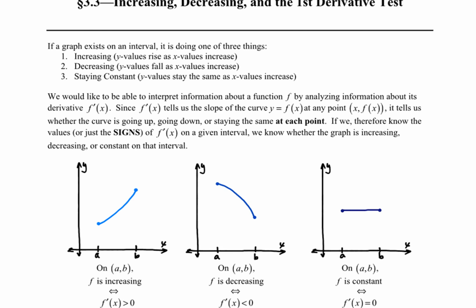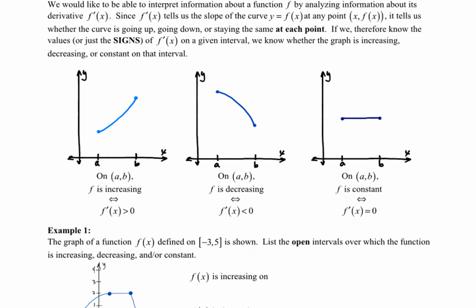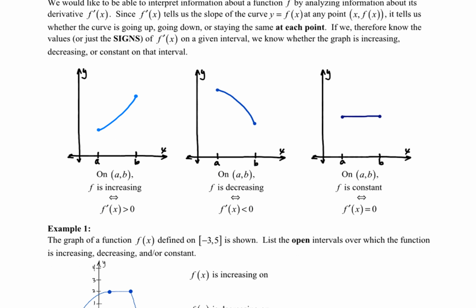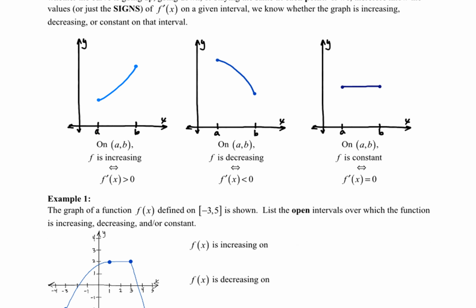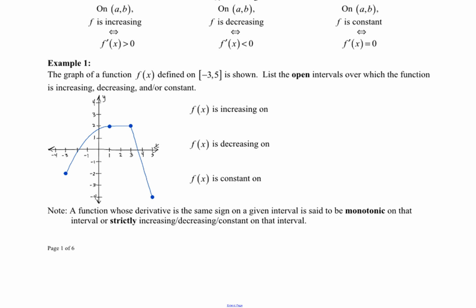So we have pictures of each of these, where f is increasing because the slope is positive, f is decreasing because the slope is negative, and f is constant because the slope is 0. So with example 1, we have a piecewise function here, and we want to determine the open intervals on which the function is increasing, decreasing, or constant.